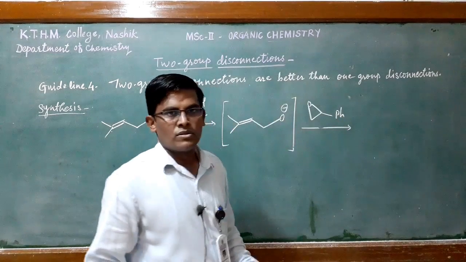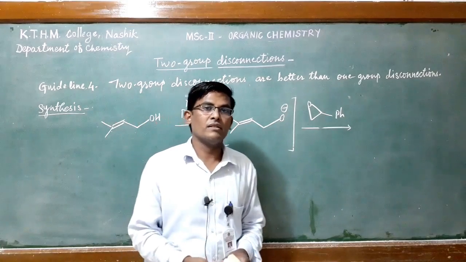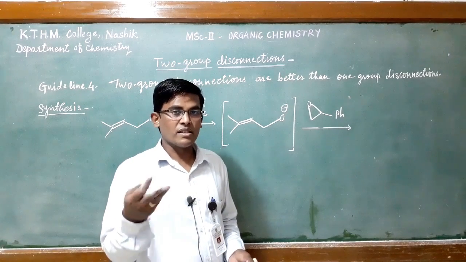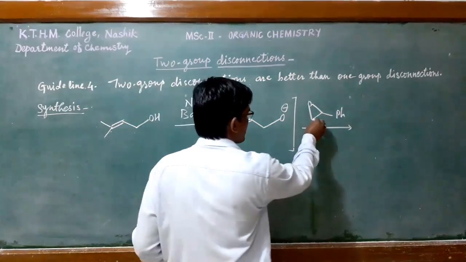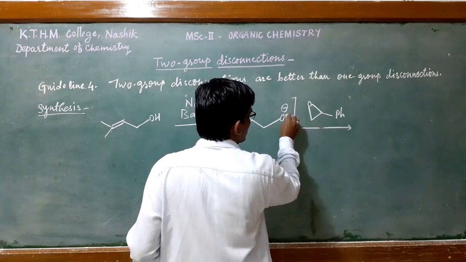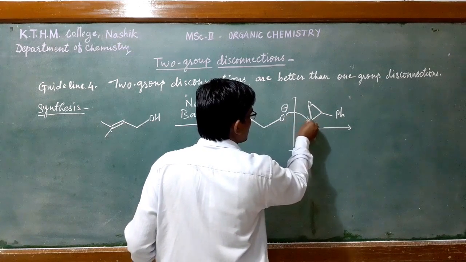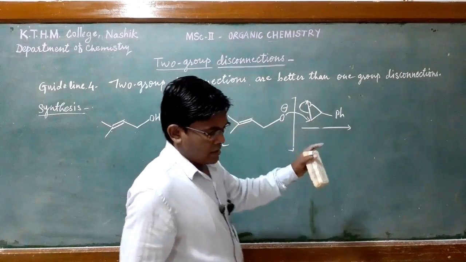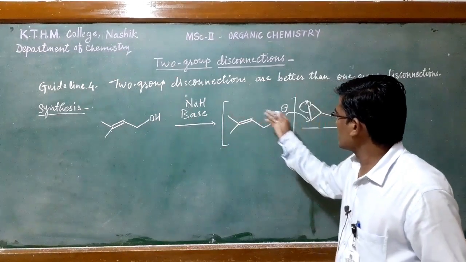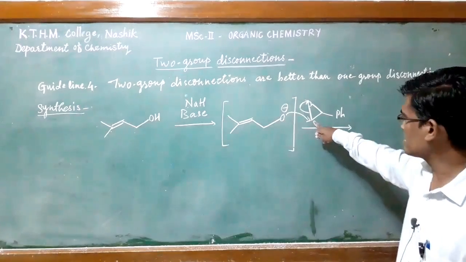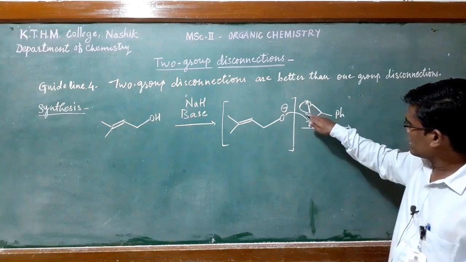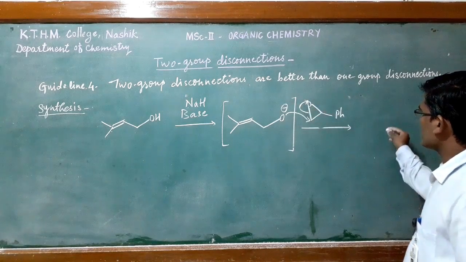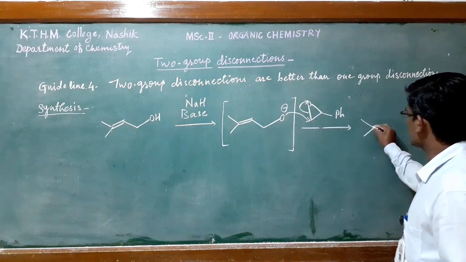Okay. So this alkoxide ion will attack at the less hindered side. So we have this less hindered side like this. This alkoxide ion will attack at this less hindered side. So this bond gets broken, and you will get this intermediate.